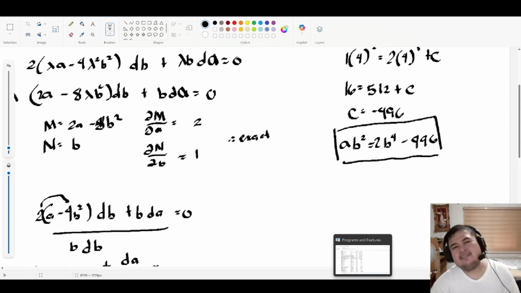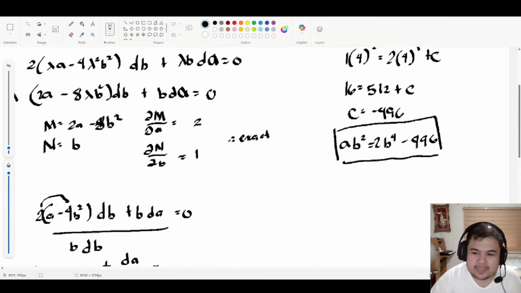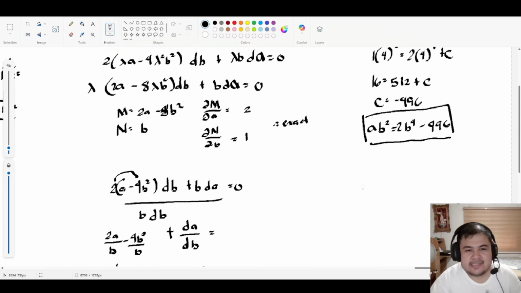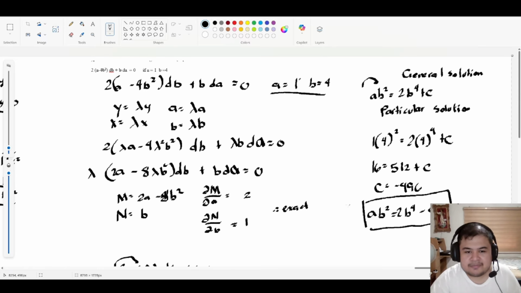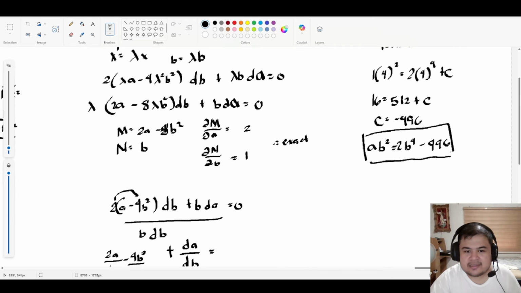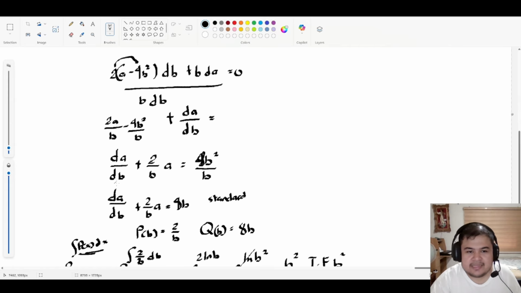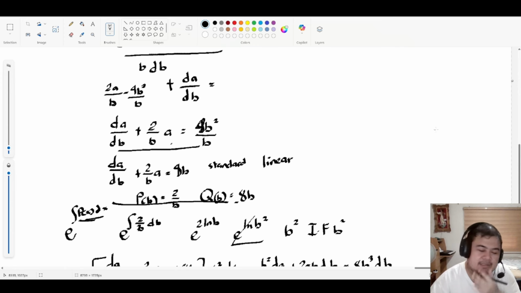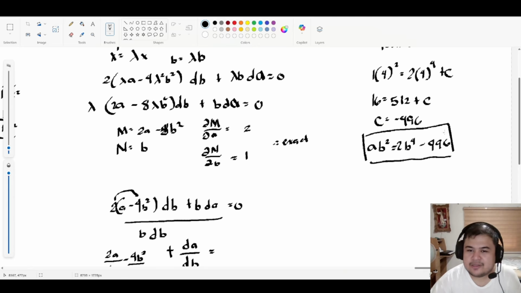So I hope you guys learned something. That's the linear equation. And again, always do your test. Always determine what type it is. When you determine that it's linear, and if it is being asked, you should write it in standard form. Once you write it down in standard form, it is a differential equation that can be solved by the linear method.